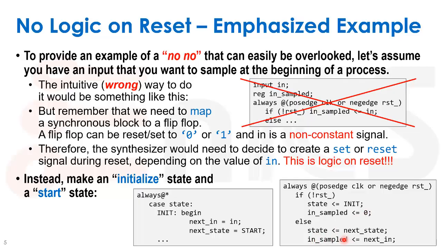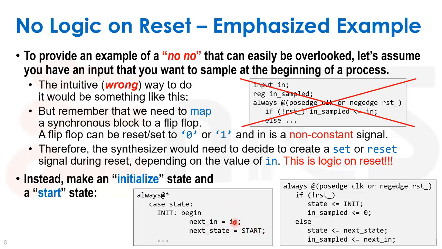But then for every other operation, we're going to set the in sample to be whatever its next state is supposed to be in, next in. Okay, then we're going to have an always @* over here. And if we're in the init state, next in is going to get this input over here, and next state is going to get start.